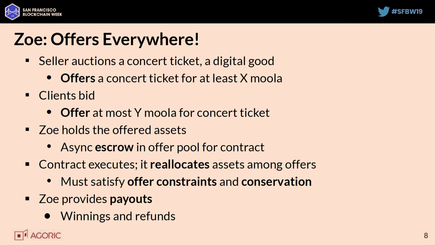So in particular, that's the highest bidder. Give that bidder the concert ticket. Take the money from him that is, you know, whatever number is appropriate. Hand that to the seller. That's the reallocation I want to do. And what Zoe then does is it executes that reallocation if and only if it satisfies the offer constraints, the rules, the terms that the bidders, or all the market participants, the seller as well, said were required before they would release their funds.